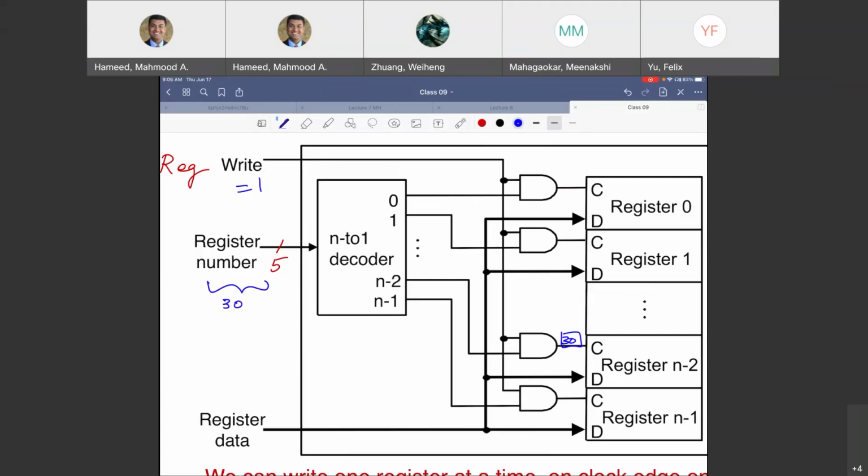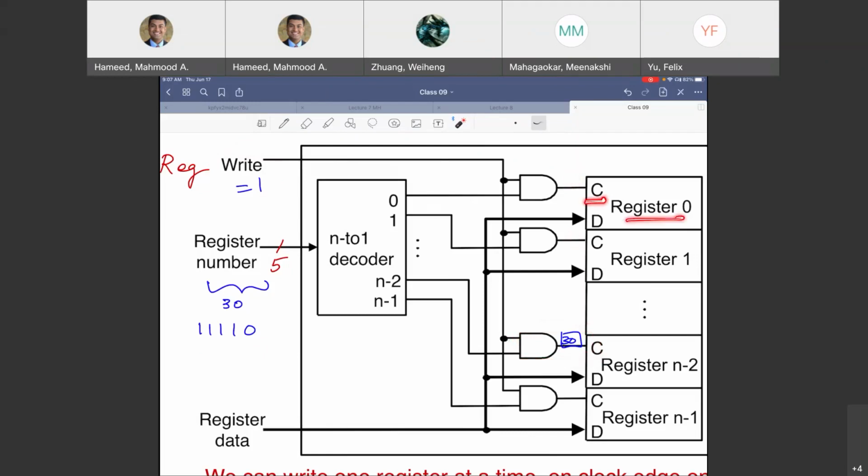32 minus 1. No, 31, right? So 31 is what? All ones. That is your 30, right? So if you give this guy 1, 1, 1, 1, 0, and this is 1, then your last-but-one AND gate will give you a high. Everything else will be a 0, right? A 0 here, 0 here, 0 here. Everybody else will be a 0.